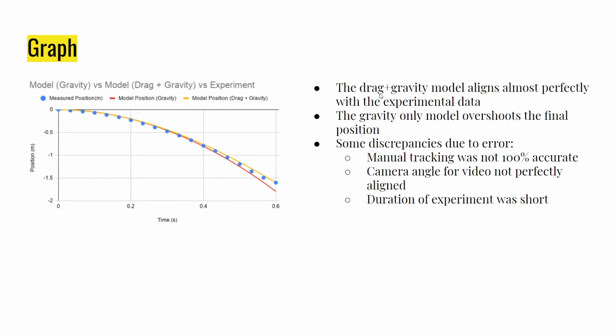Despite the fact that the drag and gravity model aligned much better with the experimental data than the gravity-only model, there were still some discrepancies as seen towards the end of the graph. These can be attributed to error. Manual tracking was not 100% accurate. The camera angle for the video wasn't perpendicular to the ground, so that was a bit off. The duration of the experiment itself was relatively short. It was less than 20 frames.